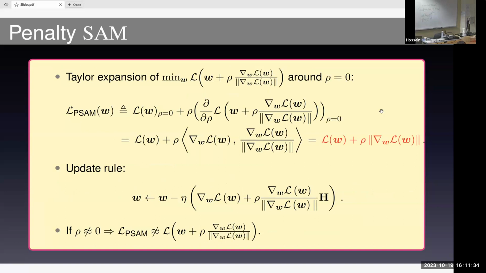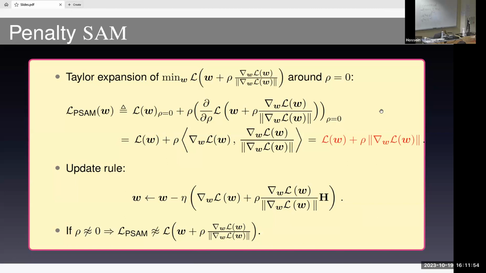Okay, in order to see that relationship, we need to do another Taylor series, this time with respect to rho. Again, we are assuming rho is small. So remember, this was the objective that SAM was trying to minimize for W, right? If rho is small, do a first order Taylor series, you get this, right?